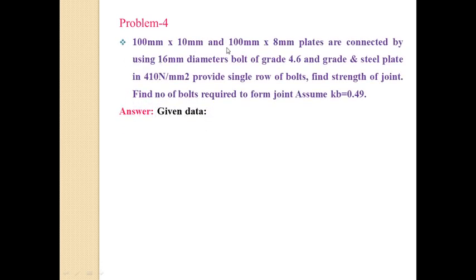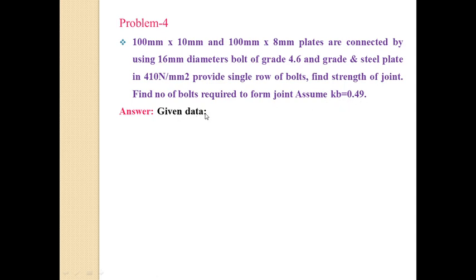100 mm by 10 mm and 100 mm by 8 mm plates are connected by using 16 mm diameter bolts of grade 4.6 and steel plate of grade 410 Newton per mm square. Provide a single row of bolts and find the strength of joint. That is, bolt value we have to calculate. Find the number of bolts required to form a joint, assuming kb is equal to 0.49. The value of kb is already given.